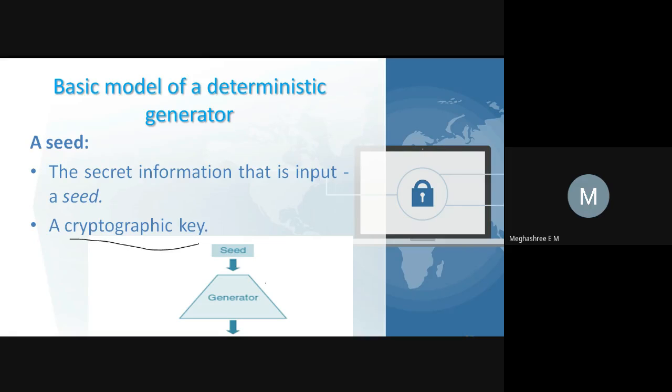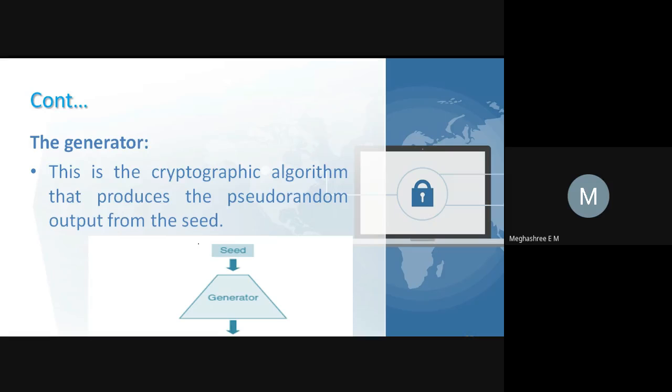Then the next one is the generator. That means the algorithm, right? So this is a cryptographic algorithm which produces the pseudo-random output from the seed. The output of this generator depends on the seed that we feed as input for the generator. I hope this is clear to everyone.